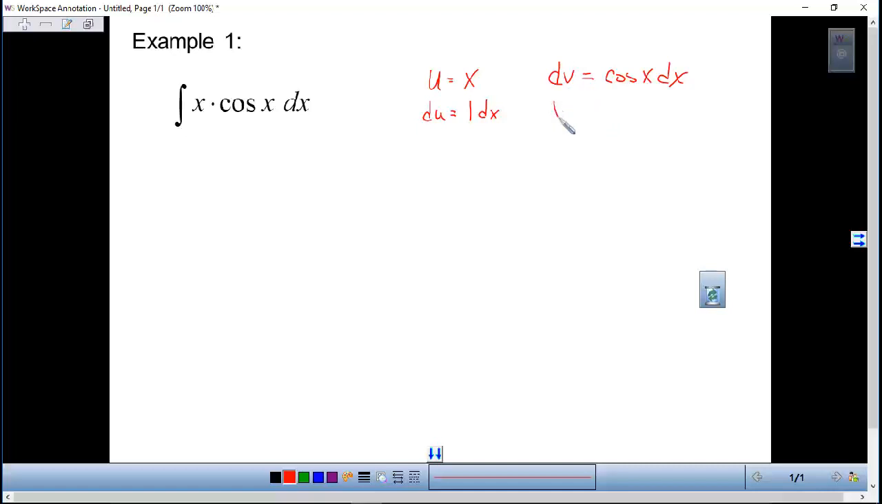And then I need to find v, which means I need to integrate this. So if I integrate cosine, I'm going to end up with sine x.